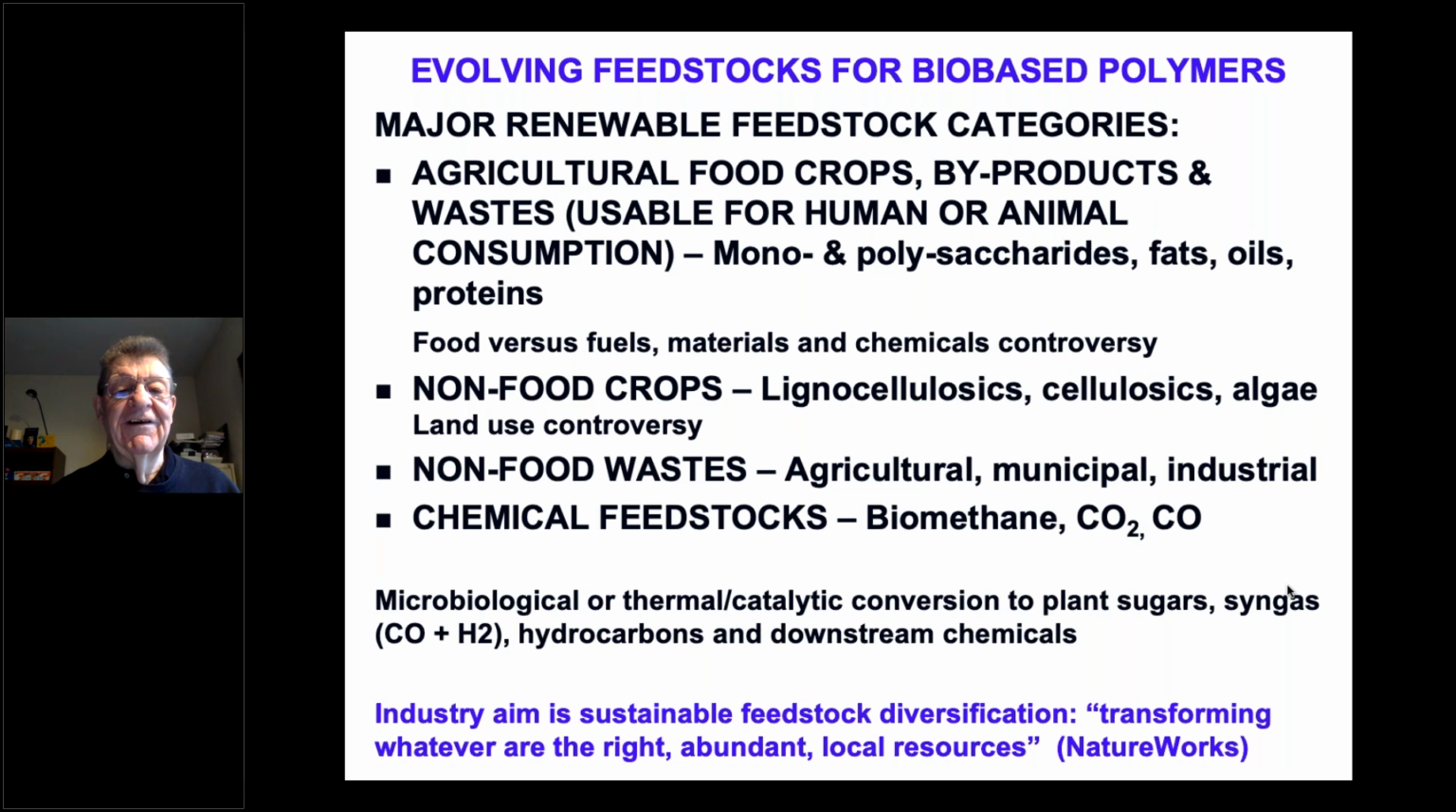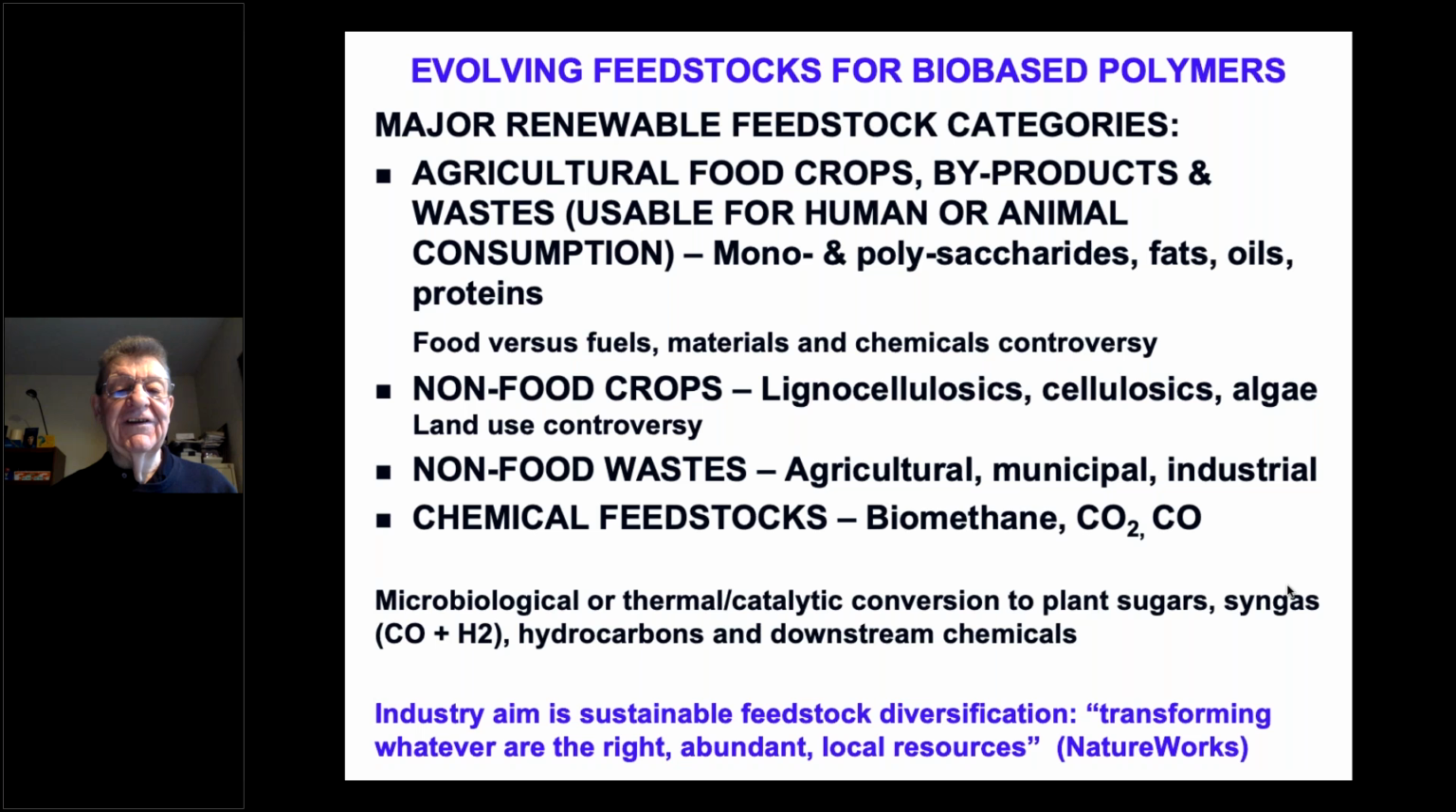The second group is non-food crops. These would be lignocellulosics and cellulosics, and now even algae, which are not consumable, but can be turned into bioplastics. And here we get into the land use controversy. Should we be using land resources for this when we could grow food crops on them?